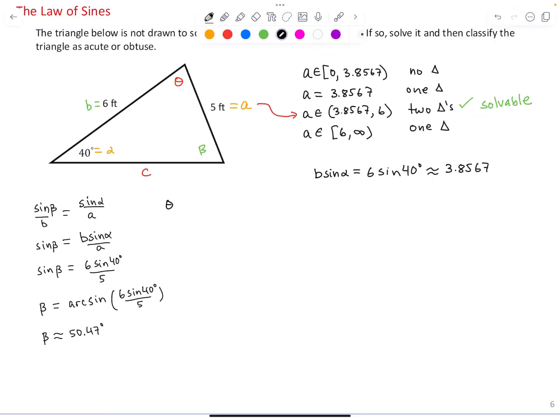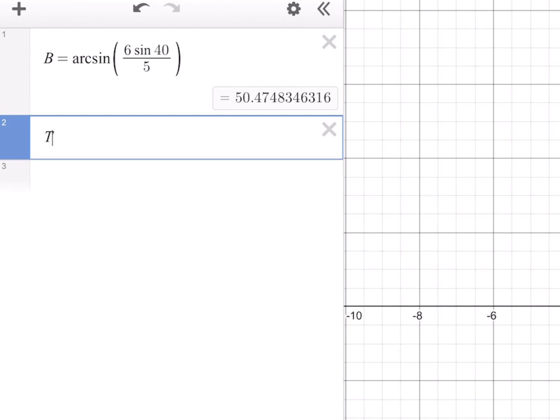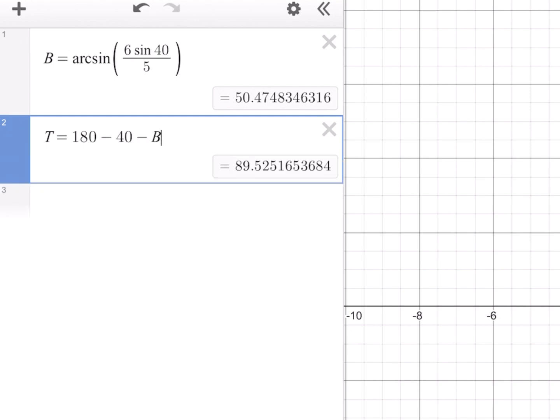degrees. Now we can find theta by doing 180 degrees minus alpha minus beta. I use capital T for theta, 180 minus alpha, which is 40, and then minus this beta, and I can just type in capital B, and we get about 89.53 degrees.